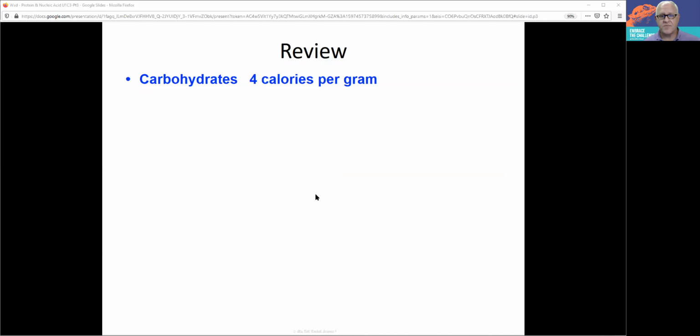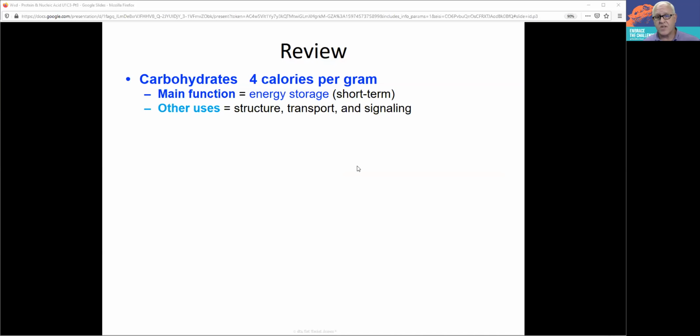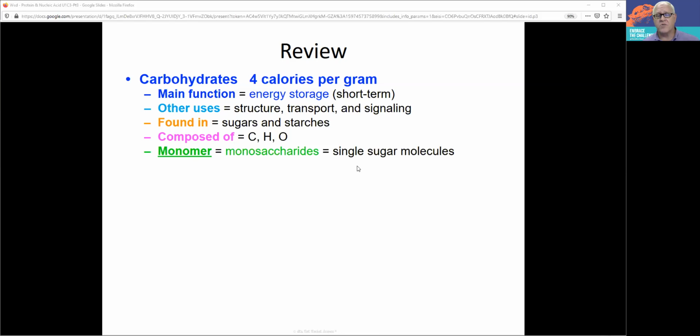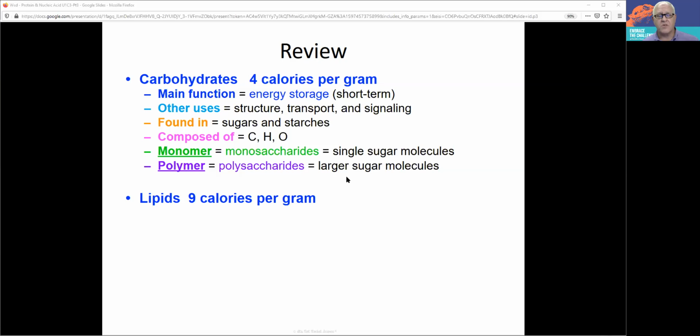Let's get into it. The carbohydrate, as you recall, gives you 4 calories per gram of fuel. Its main function is energy storage on a short-term basis. It's also used for structure and transport and signaling for the cell. You find the carbohydrate in sugars and starches. It's composed of carbon, hydrogen, and oxygen, or the CHO. The monomer is the monosaccharide. Those are the single sugar molecules. The polymer is the polysaccharide. Those are the larger sugar molecules.